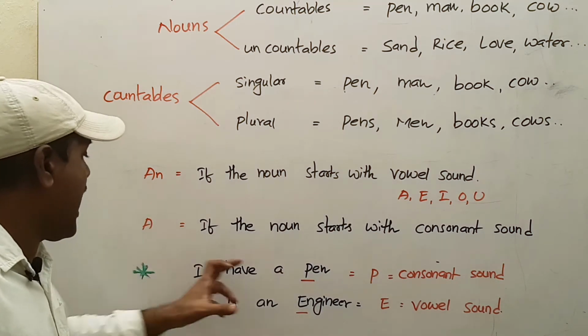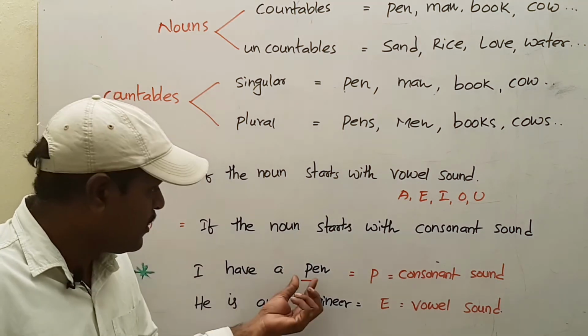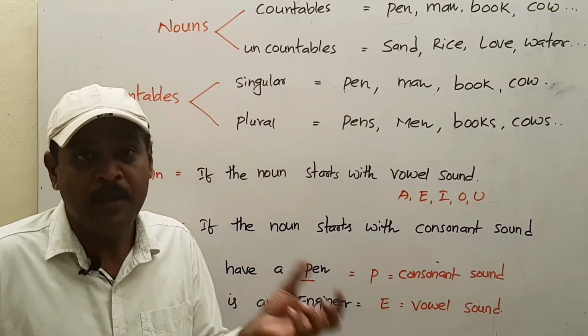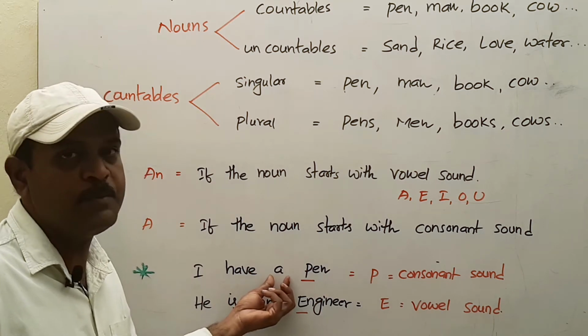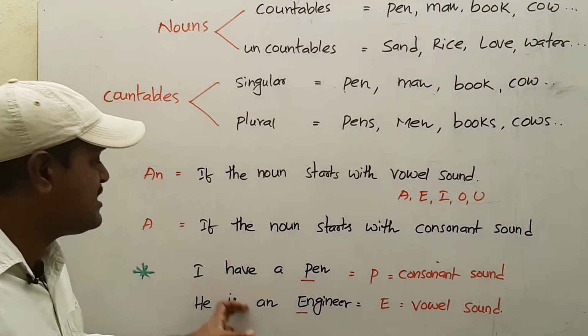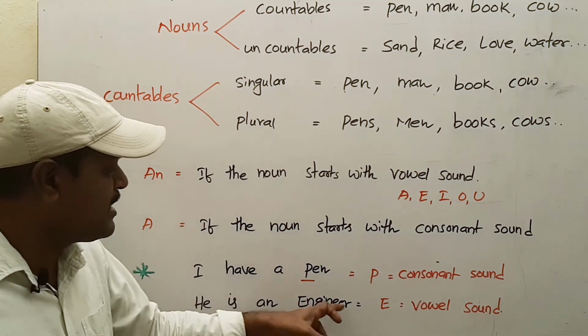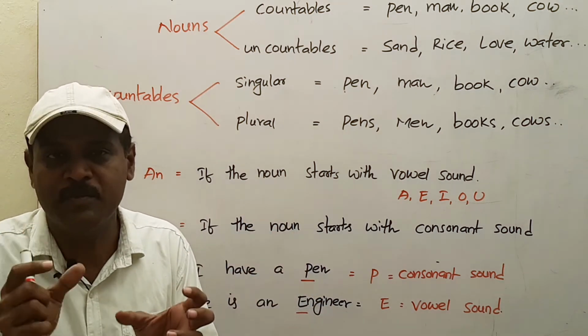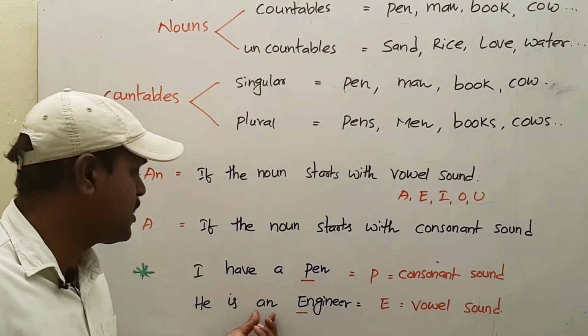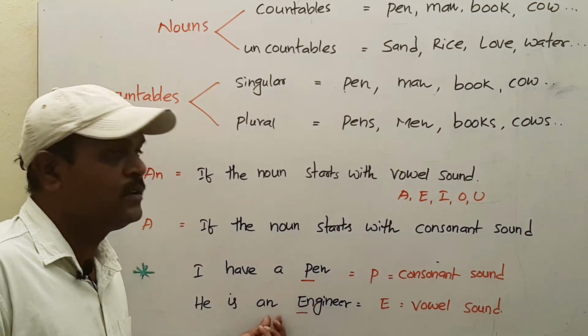Examples. I have a pen. Here the pen is the noun. Pen, p is a consonant. That's why we need to keep a before that. He is an engineer. Here the noun is engineer. It is starting with an E sound. That means it is a vowel sound. That's why we need to keep an in front of it.